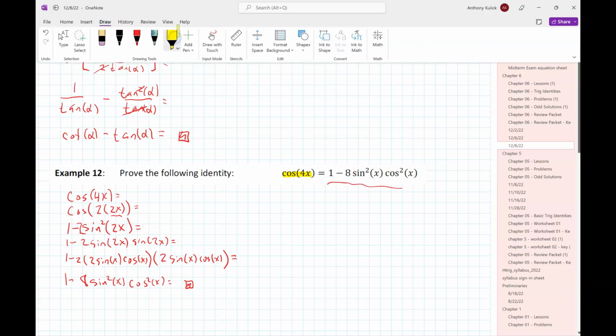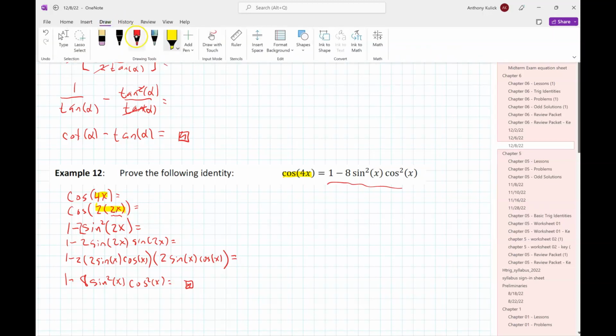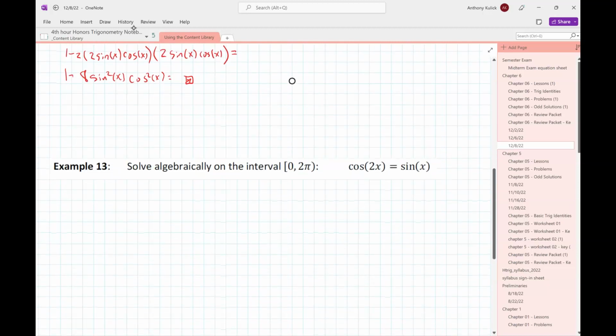This trick here, where we took 4x and wrote it as 2 times 2x, so I could use a double angle identity on there, is a rather common trick. It's a good one to remember. Okay, we've done a bunch of other proofs along the way, so that's going to be the end of my proof examples. I do want to do some solving examples now.